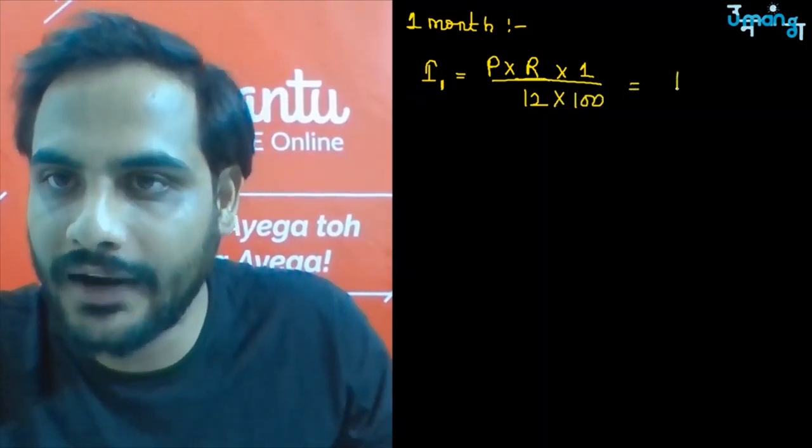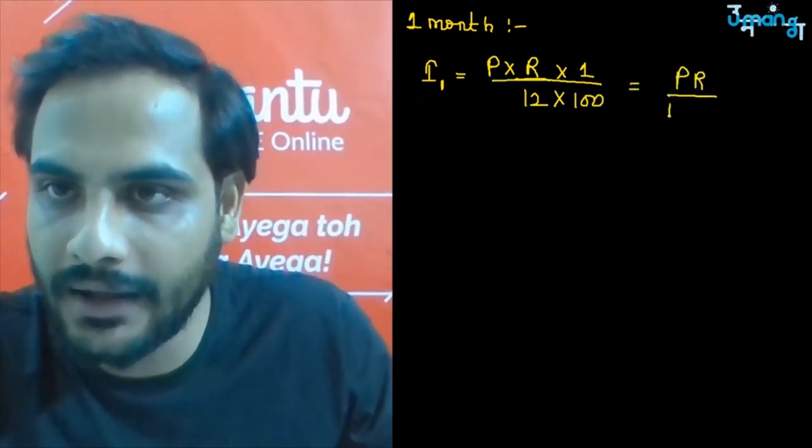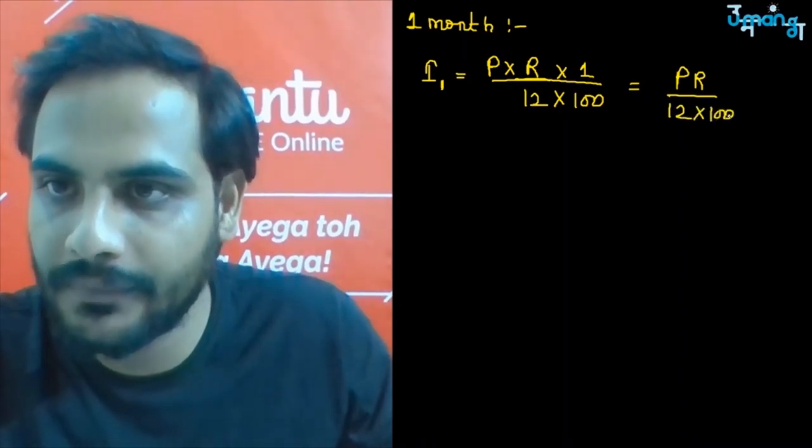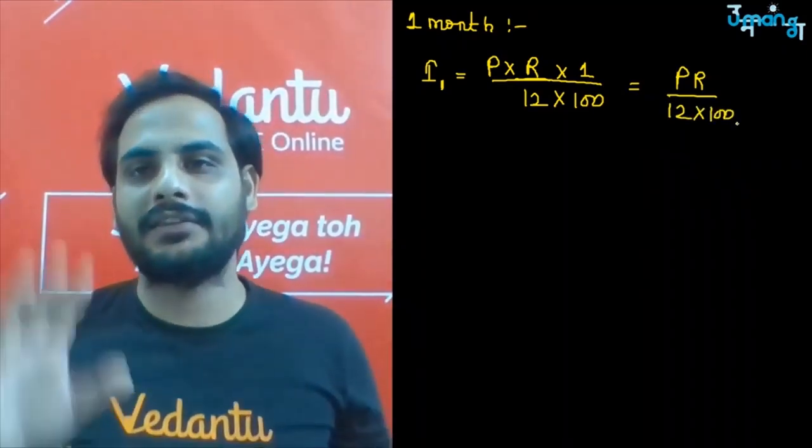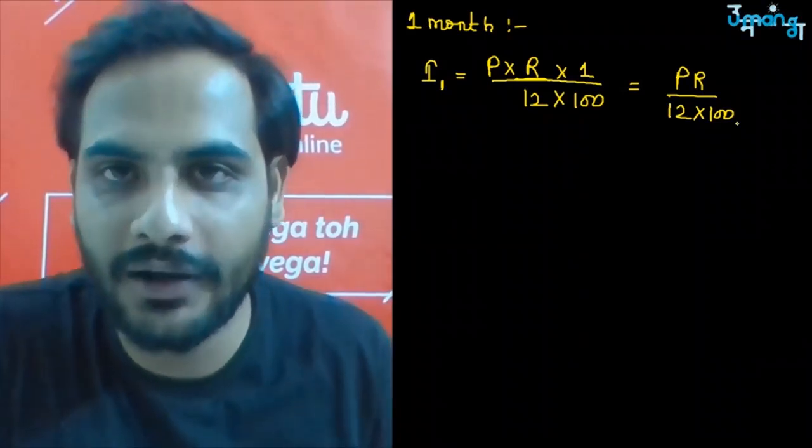Correct? So you are getting PR by 12 into 100. This is the story after 1 month. This will be your interest.